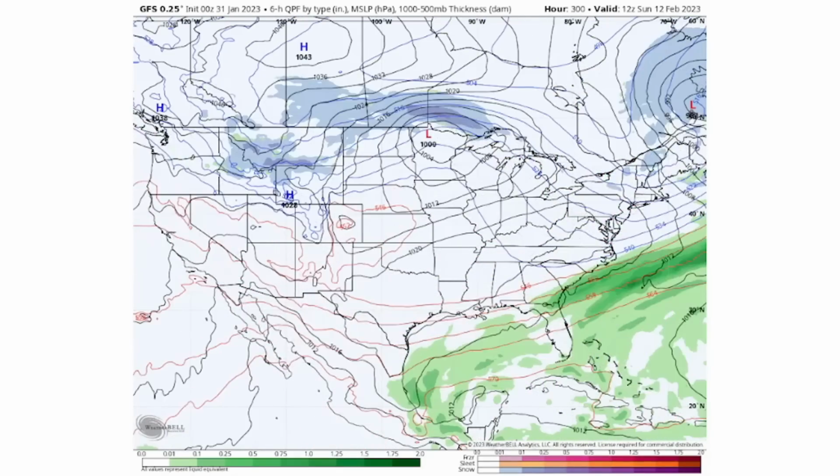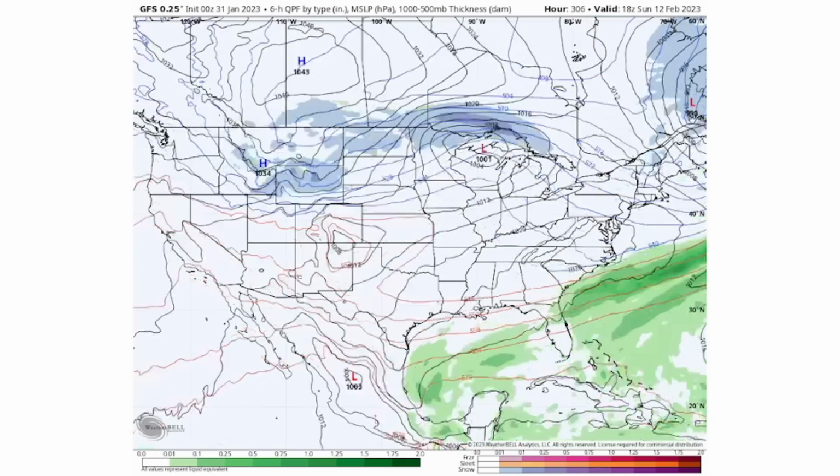And then we see a colder air mass move in right around this time. We see some precipitation moving south of that. But we do see a colder air mass here along the eastern United States, especially right around the 12th.